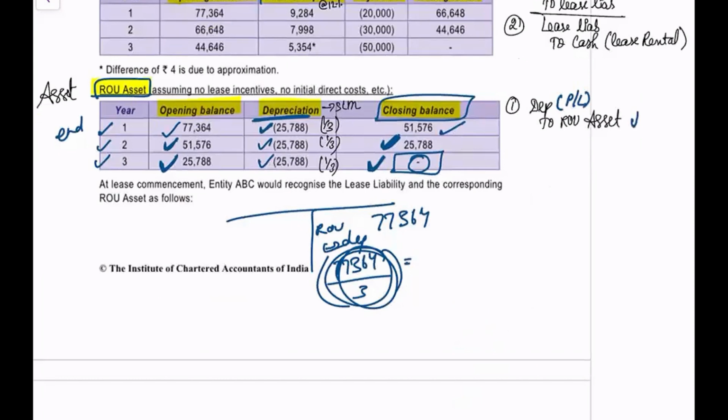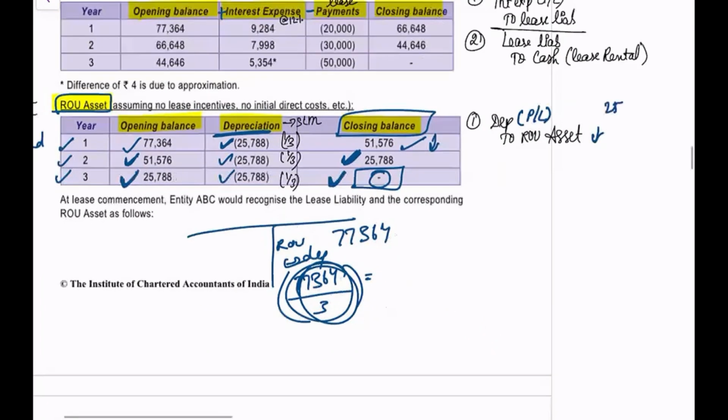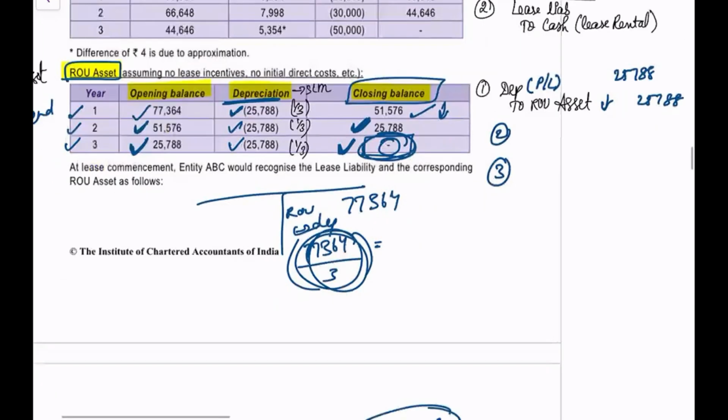So your ROU asset will constantly keep going down, and your depreciation is going to get charged. So first year it was 25,788, 25,788. Second year also the same entry, and third year also the same entry. And by third year end, your ROU asset is going to get to 0. Here the ROU asset will become 0.